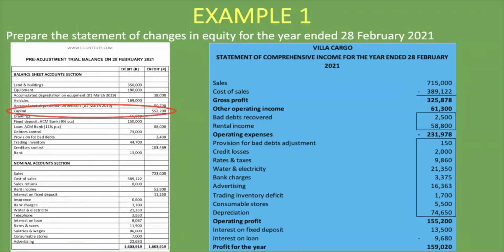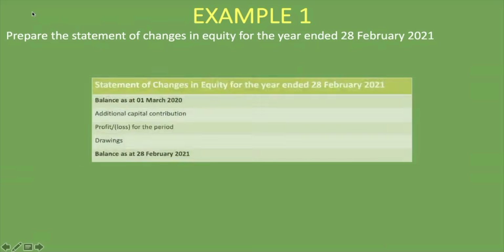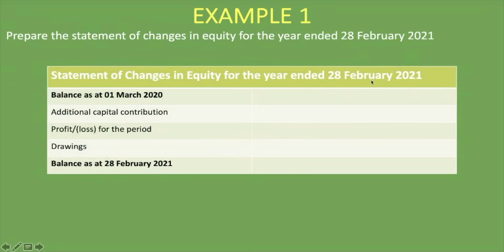That will be the balance at the beginning of the period. So if you are asked to prepare the statement of changes in equity, you put in your dates. Don't forget to do that. Now you want the balances at the beginning of the period. And for that, remember, you go to your pre-adjustment trial balance and you take it from the capital account. That is what you will put as the balance at the beginning of the period.